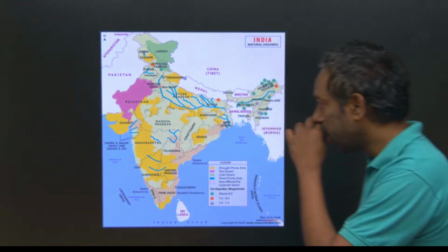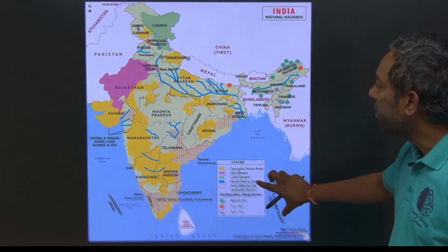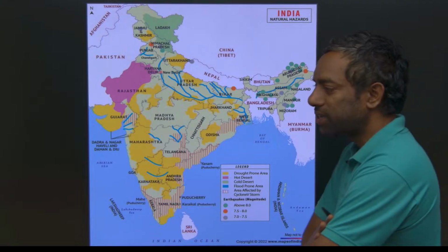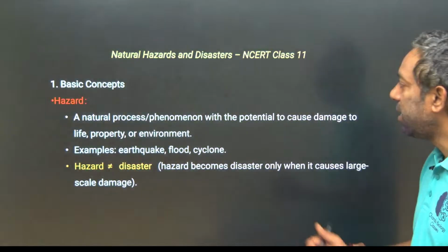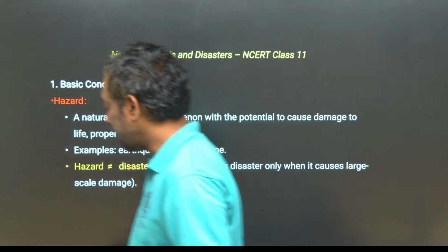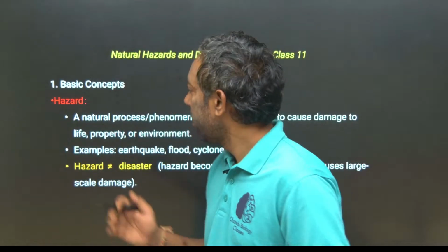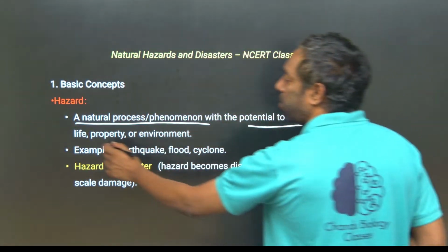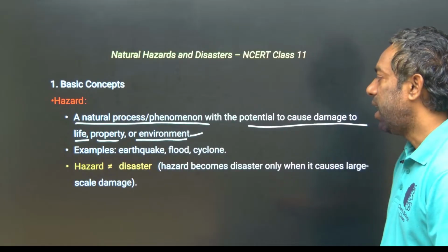Just look at this map. This is India, with unequal relief features in every region. We are going to discuss each and everything about this map later on. What is actually a hazard? A hazard is something that can lead to a disaster. A hazard is a natural process or phenomenon with the potential to cause damage to life, property and the environment. Examples are earthquakes, floods and cyclones.